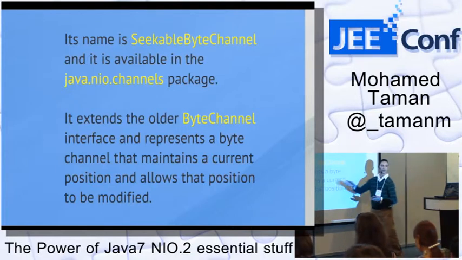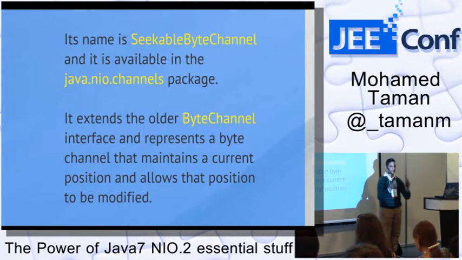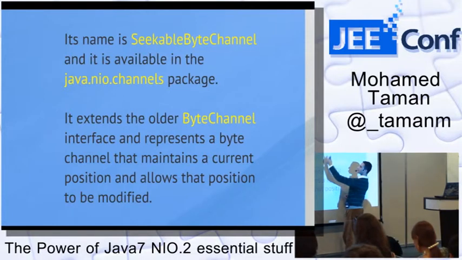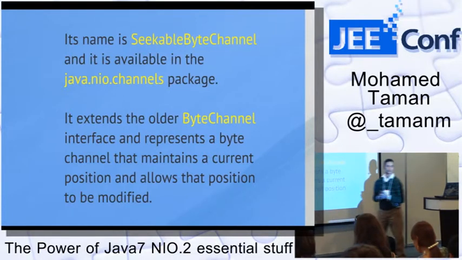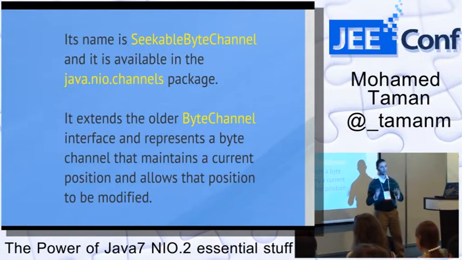ByteChannel was actually introduced in JDK 1.4. ByteChannel is just buffering and manipulating the characters, the bytes. It is extended by SeekableByteChannel, so now I'm able to do operations on bytes.